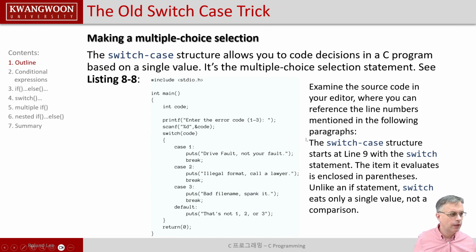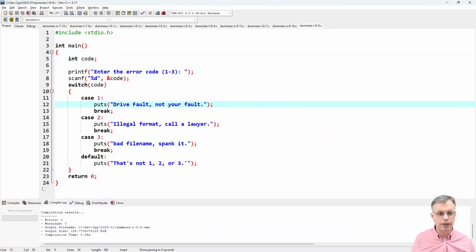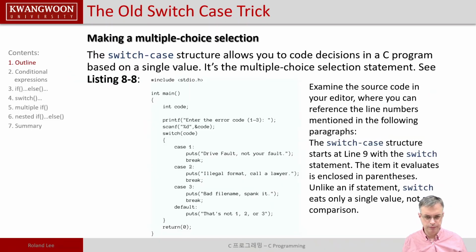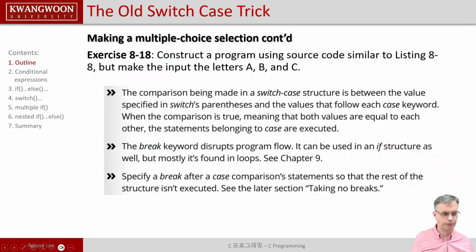So the switch case structure starts here. You see, with a switch statement, the item it evaluates is enclosed in the parentheses. Unlike in an if statement, switch eats only a single value, not a comparison. So here, this is case 1, 2, 3, which is already considered or predefined as well. Interesting point here.